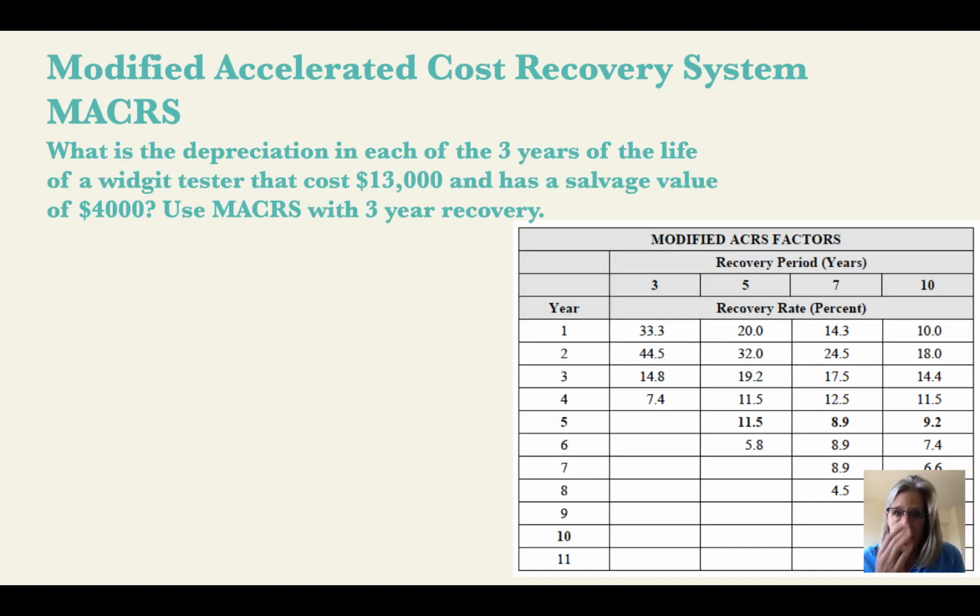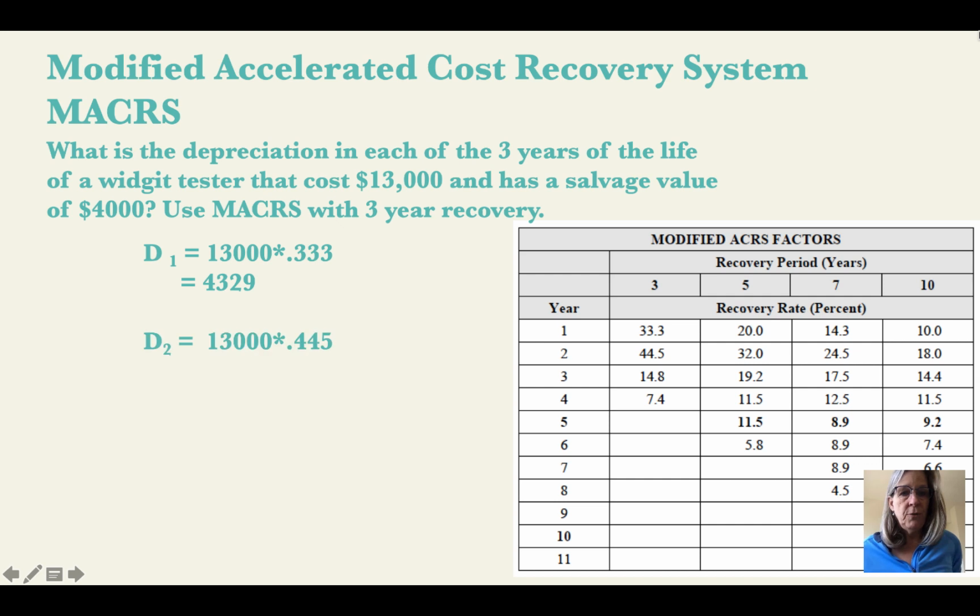What's the depreciation in each of the 3 years of life of a widget tester that costs $13,000 and has a salvage value of $4,000? Use MACRS with 3-year recovery. Now remember, it doesn't matter what the salvage value is. All we're going to be doing is taking that percentage. In this case, it's a 3-year, so we're going to use this column, and the first year is 33.3%. I put that value in there and multiply it by the I value. I ignore the salvage, and I get depreciation of $4,329.